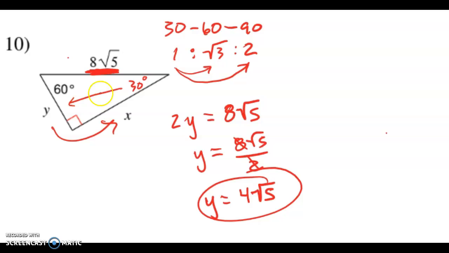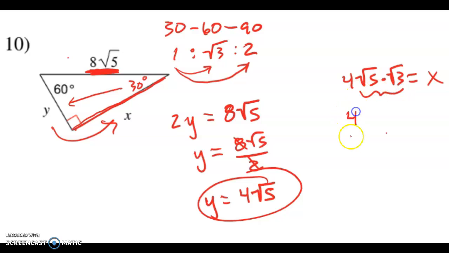Y is the side that's opposite the 30, so when I take that side, or in other words 4 root 5, and multiply it by root 3, I get the side that's opposite the 60, which happens to be x in this case. So just using radical properties here, I can combine these into one bigger radical.